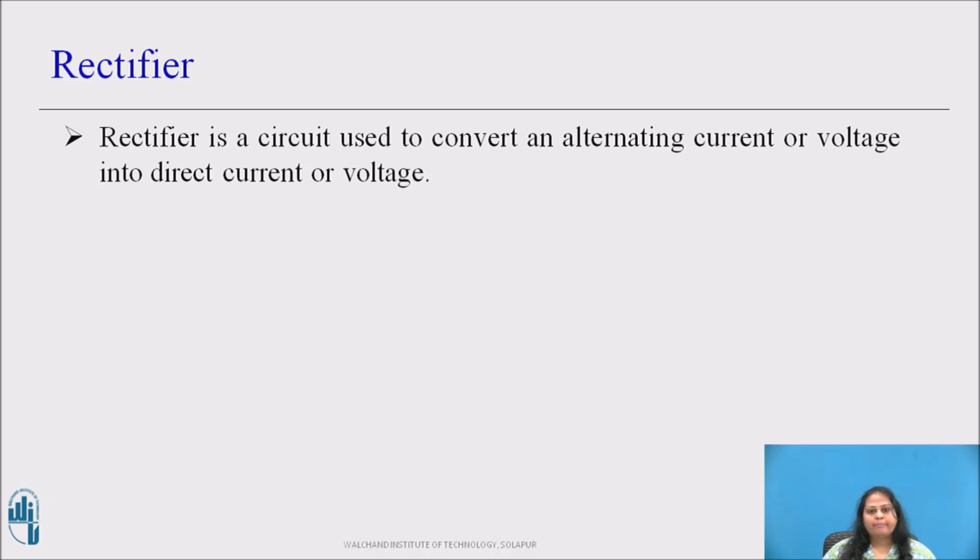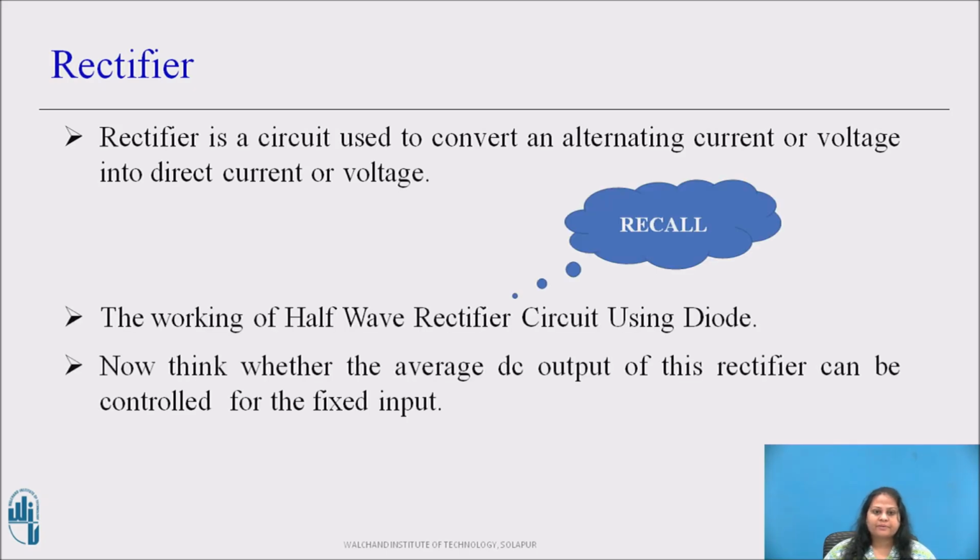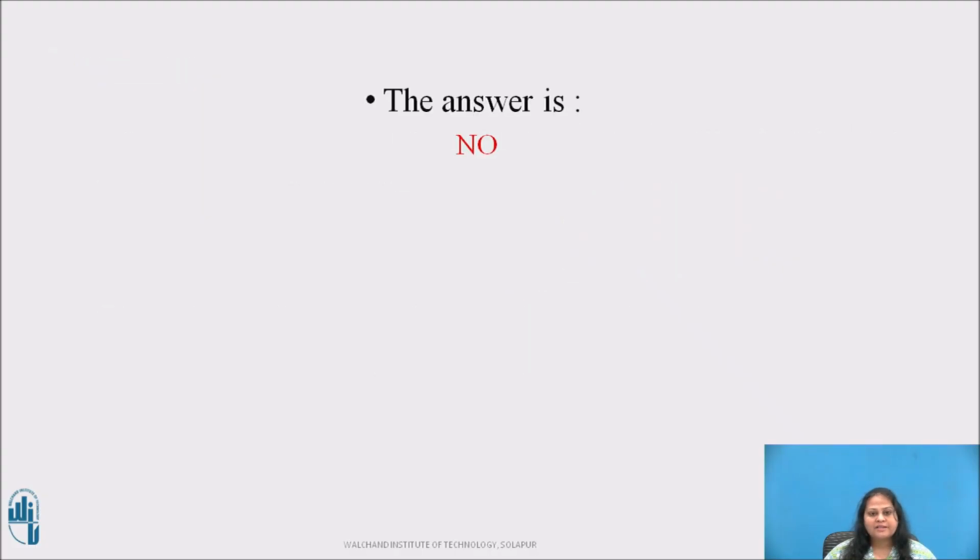Before actually starting, let us recall the rectifiers. We all have studied rectifier circuits. So, rectifier is a circuit which is used to convert an AC to DC voltage. Now, pause the video and let us recall the working of half wave rectifier circuit using a single diode. Now think whether the average DC output of this rectifier can be controlled for the fixed input. The answer is no.